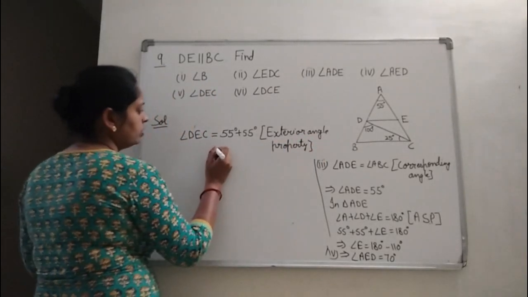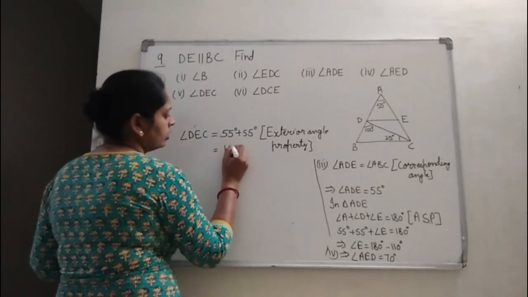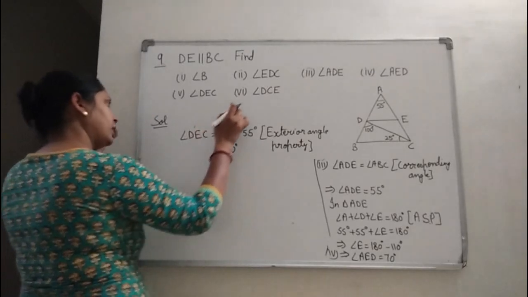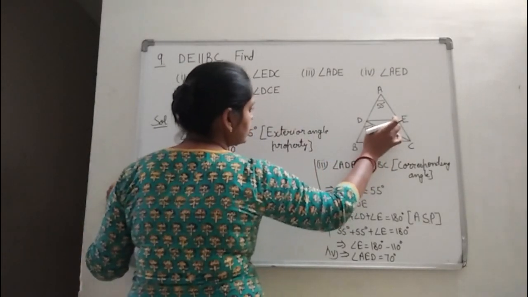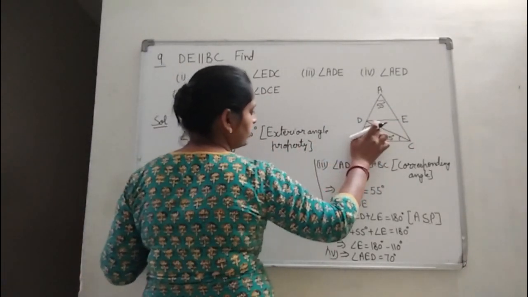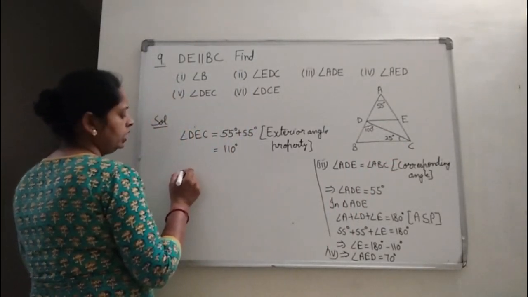Hence we got the measurement of DEC as 110 degree. Right, now last part they are asking for angle DCE. If this is 100 degree, if this is 110 degree, this is 25 degree. So what will be the measurement of this? By triangle sum property we can calculate.